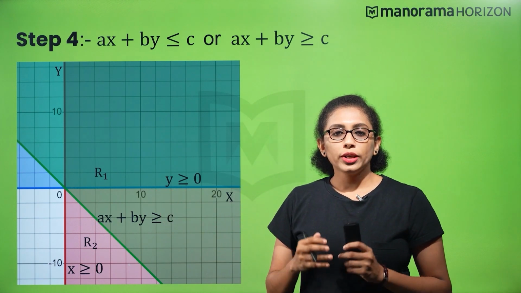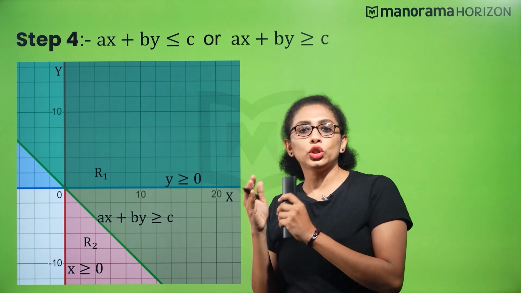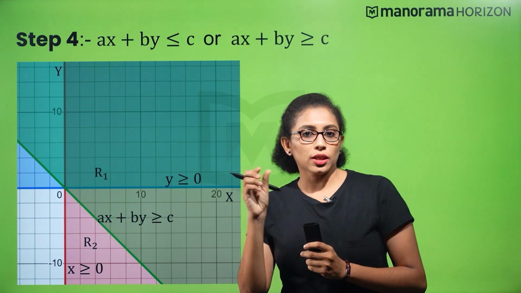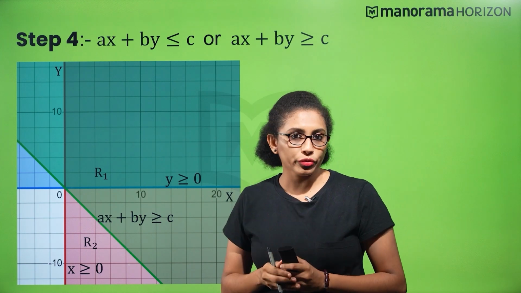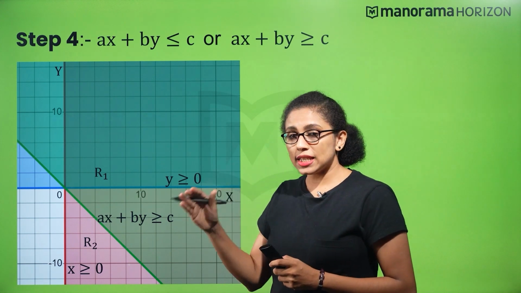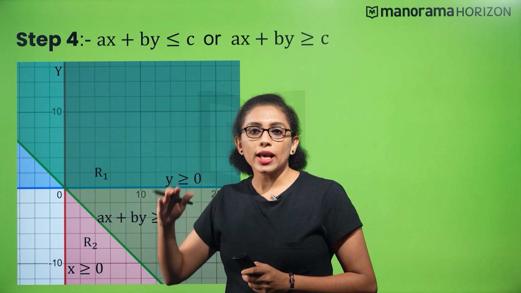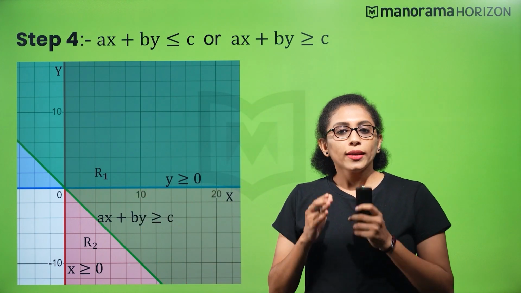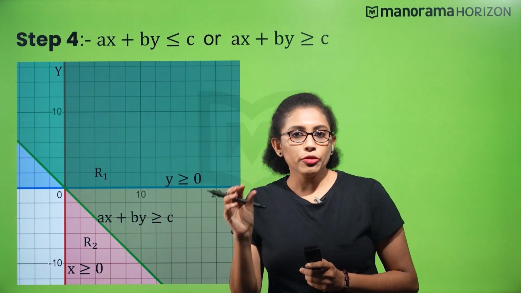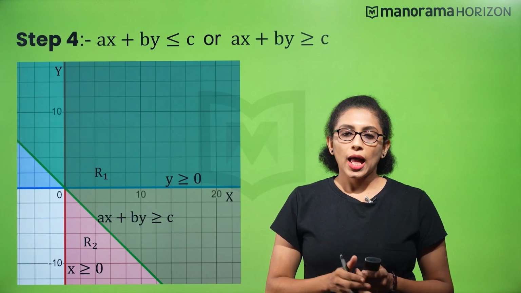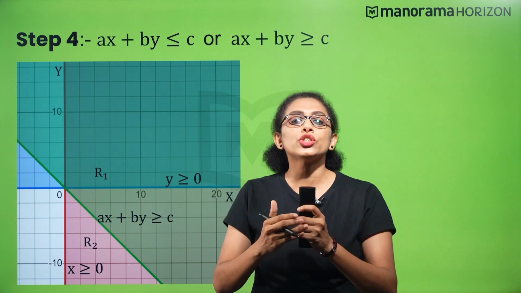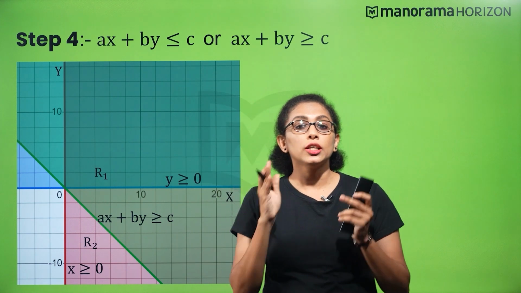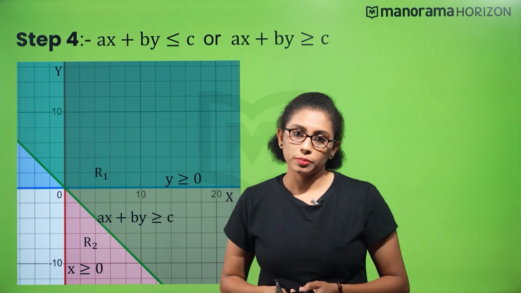Right? Now, take any point in any of the two regions. Let's say you take a point in R1. Substitute the point in the constraint you are identifying the region for. Now, if the point satisfies the inequality, then shade R1. Else, shade region 2. Now, corresponding to each constraint, we have obtained a shaded region, and the intersection of all these shaded regions will give you the feasible region of the linear programming problem.